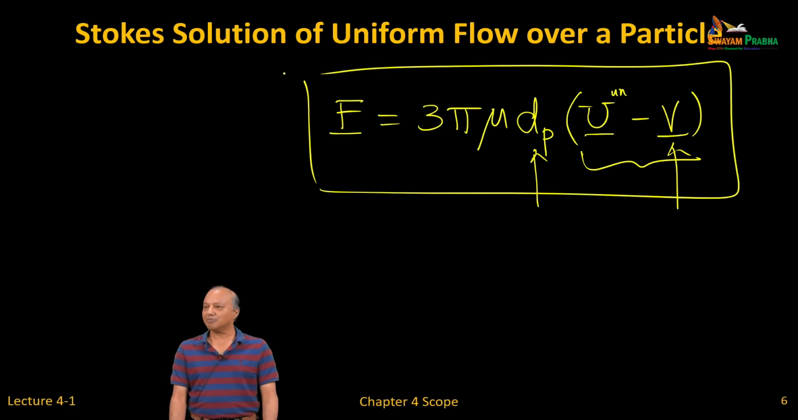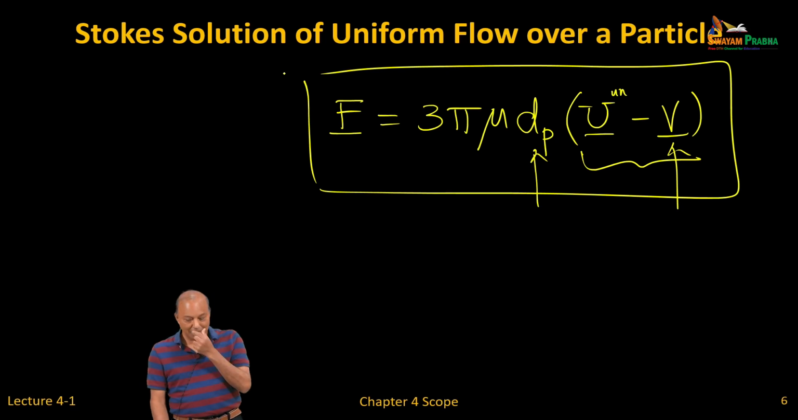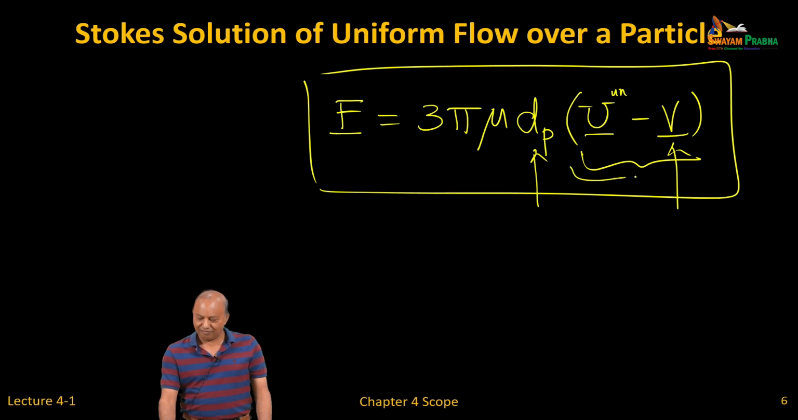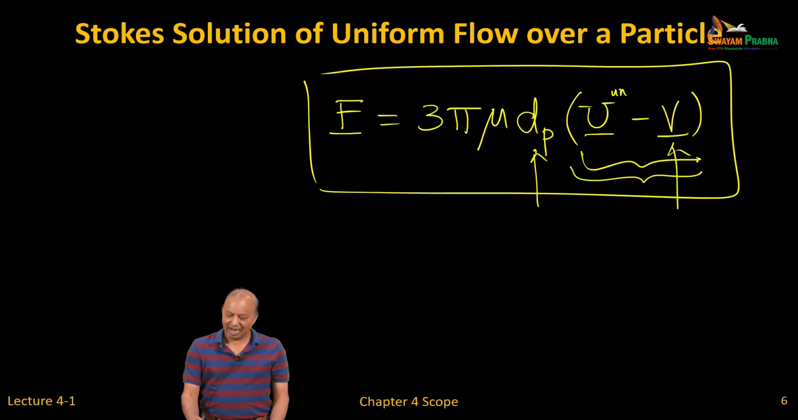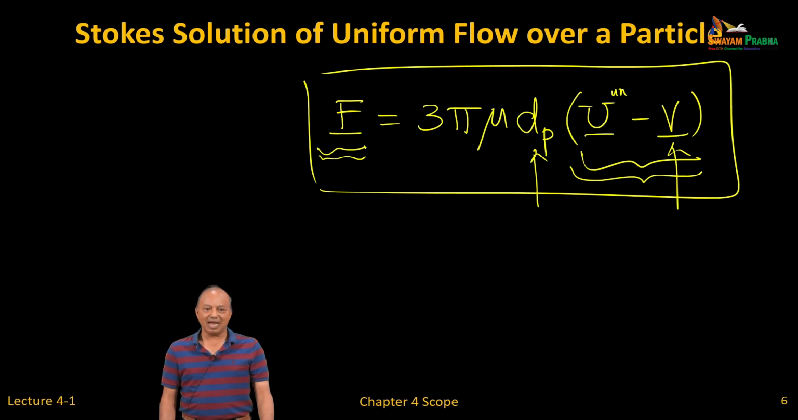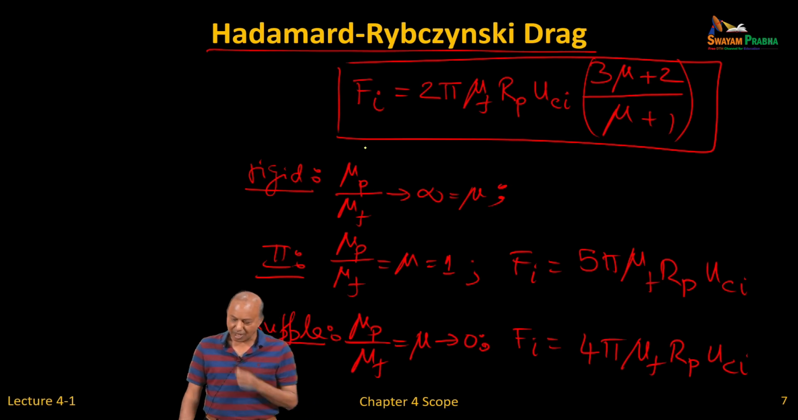This is a model where you don't have to resolve the flow around the particle, but as long as the Reynolds number is very small, this works. By the way, one thing I want to emphasize is that this is a vector relation. In other words, you have the relative velocity vector, and that is used to get the force vector, and they are in the same direction. So that's what the Stokes drag is saying.